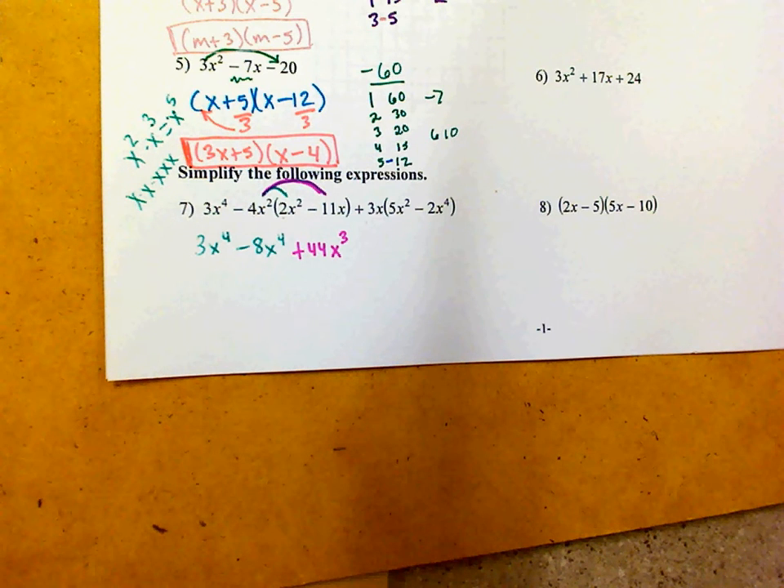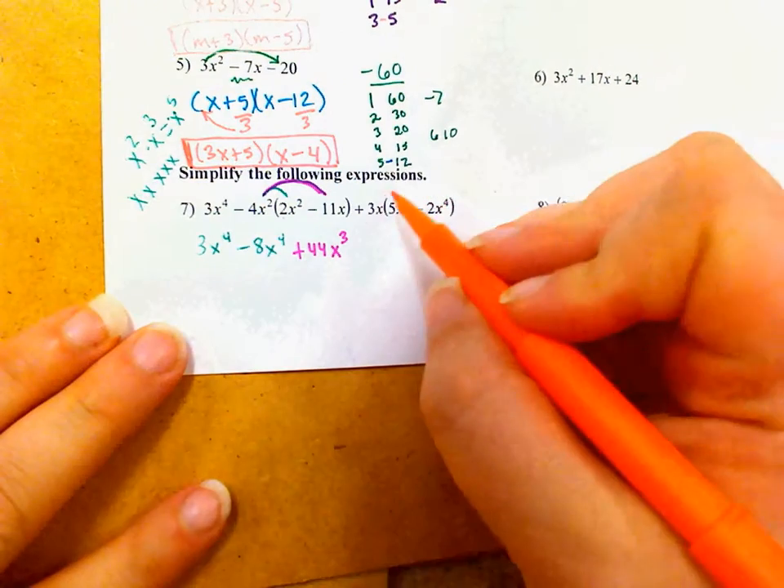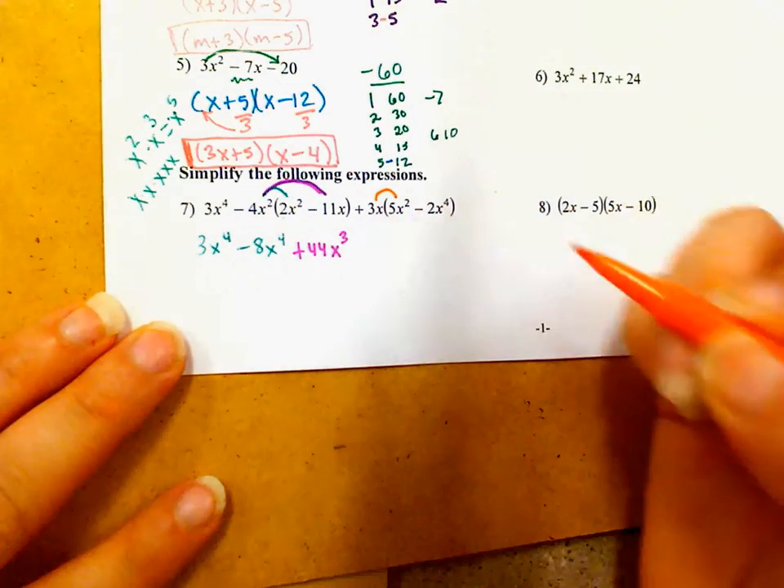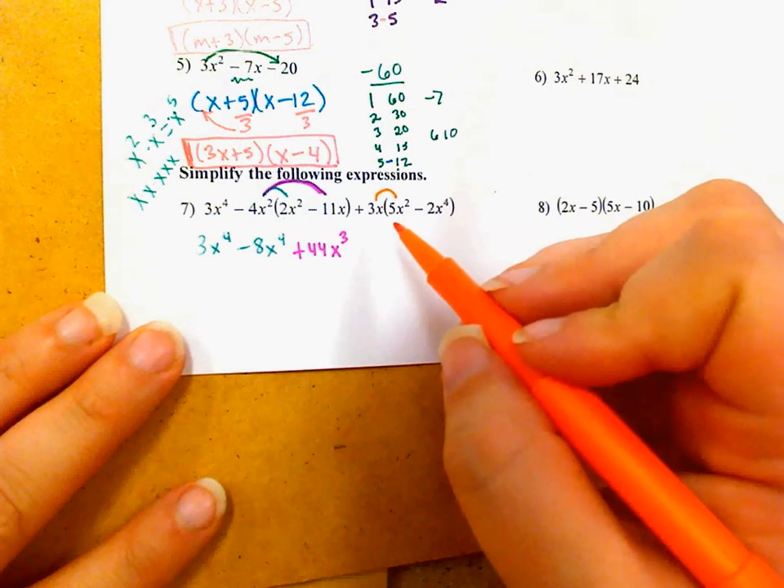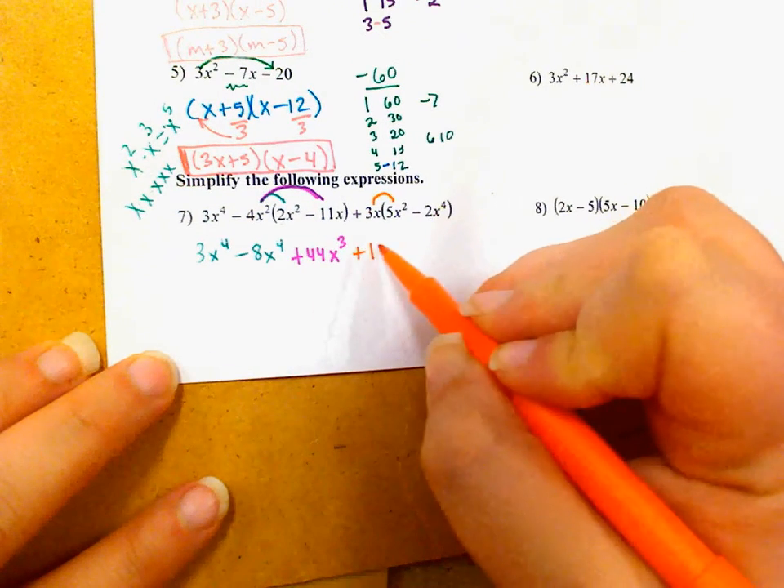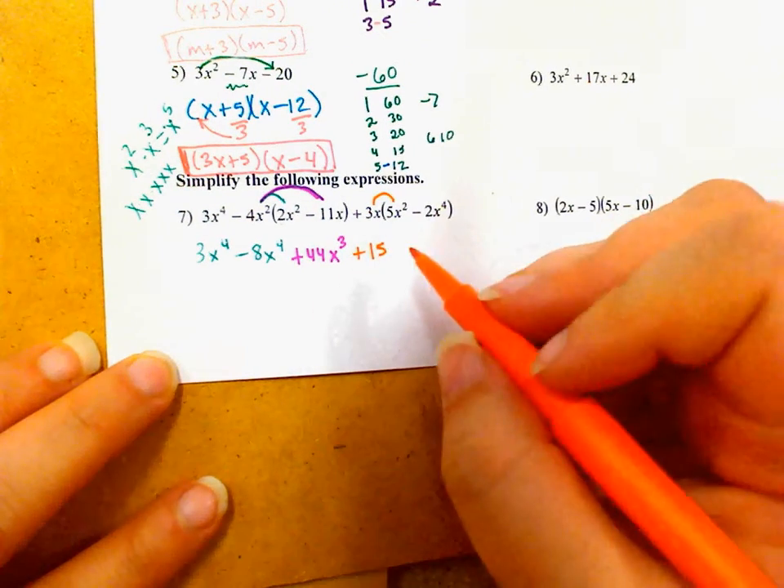Now I need to distribute what? 3x. 3x times 5x squared. What is 3 times 5? 15. So plus 15. What's x times x squared? X to the 3rd.